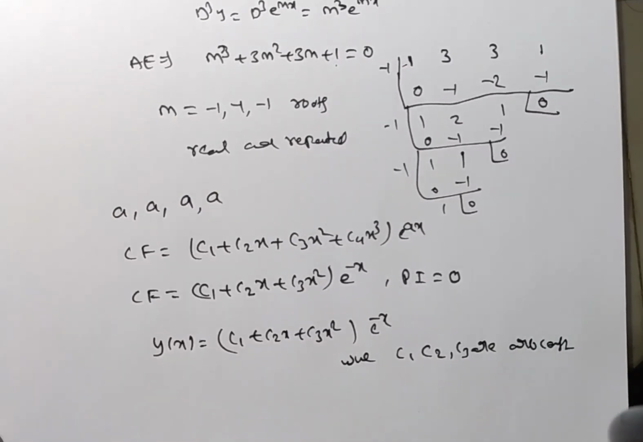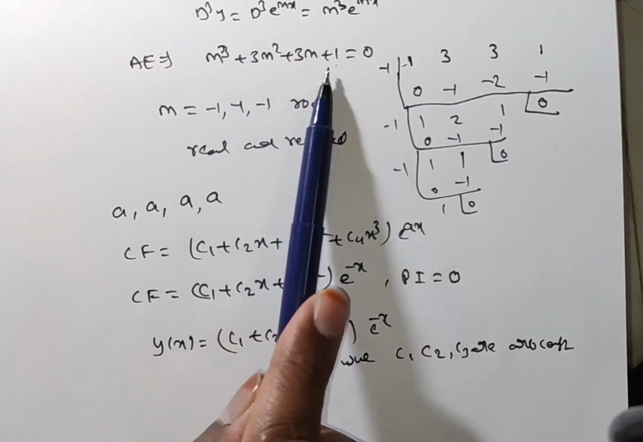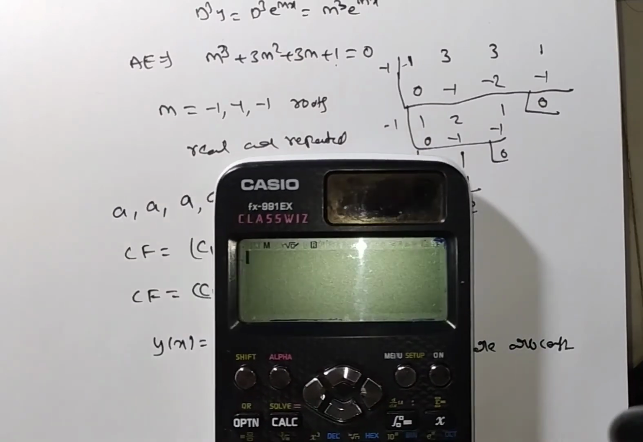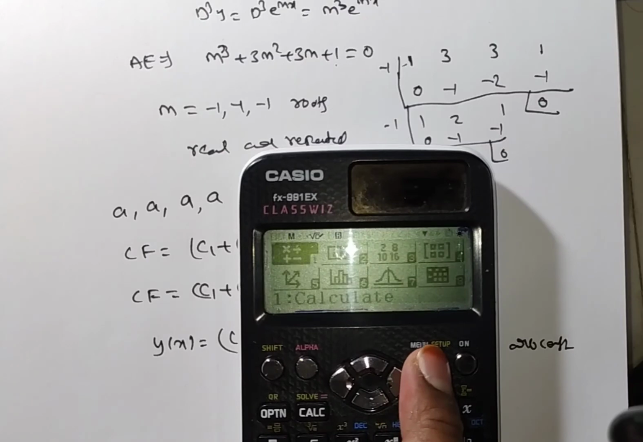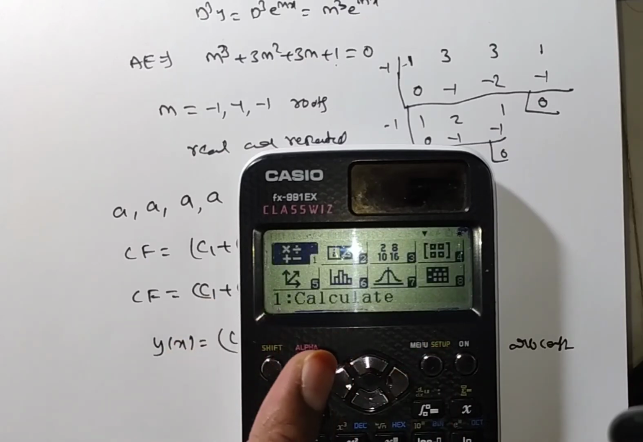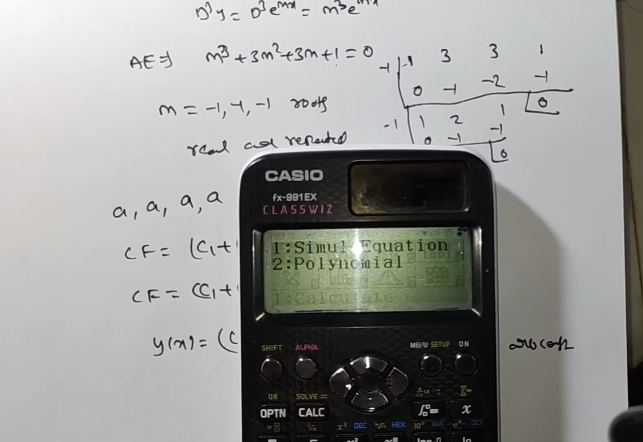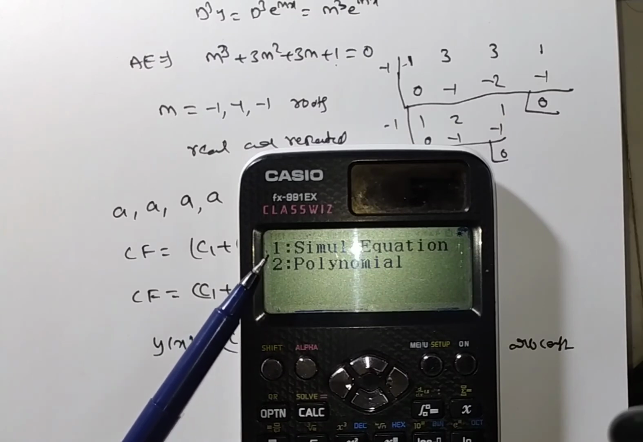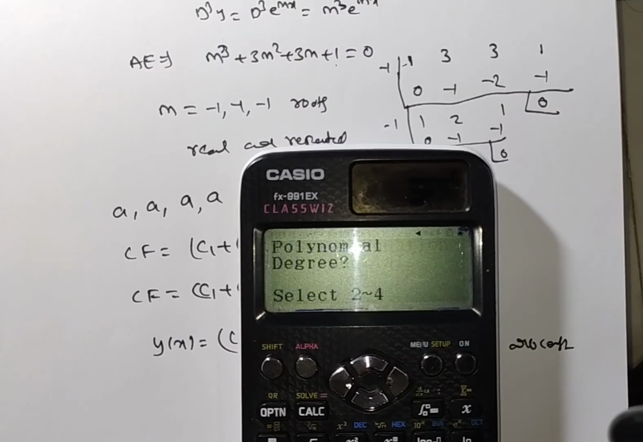Okay friends, this problem you can solve by using the calculator also. Now you see the given expression is m cube plus 3m square plus 3m plus 1 is equal to 0. I am explaining in this calculator, since it is a cubic equation, I am going for the menu. For any calculator you have to go for equations. In this calculator, if you press A, then it goes to calculator mode. In the calculator mode, we have two types of equations. One is simultaneous equation, another one is polynomial equation. So press 2, then you will go for the polynomial equation.